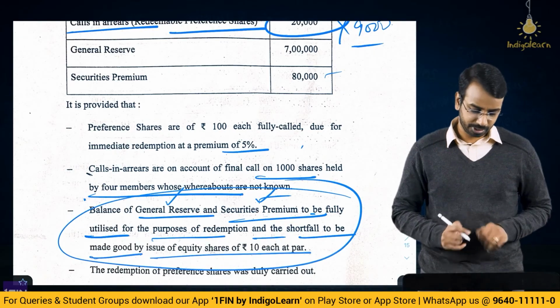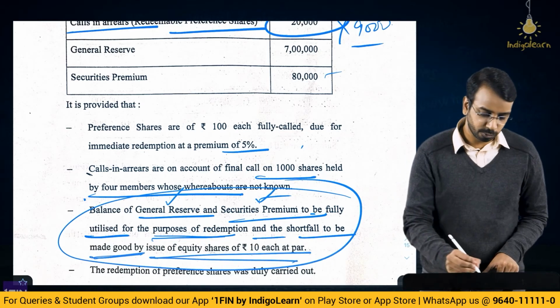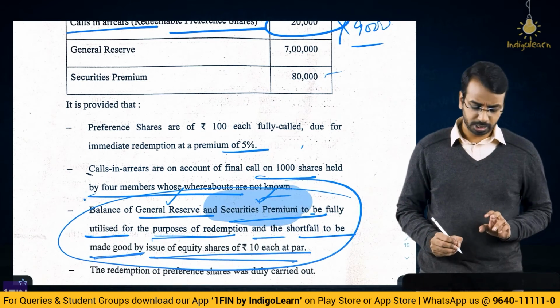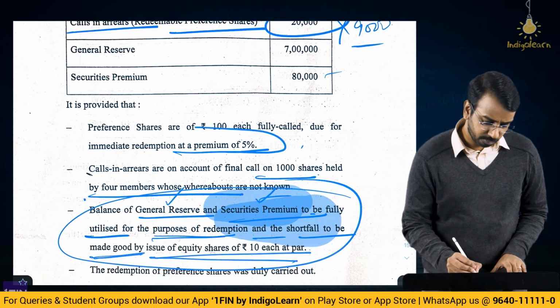I cannot use that. Then why are they saying you utilize it for the purpose of redemption and the shortfall to be made good by issue of equity shares? Can I use this particular securities premium to create CRR? I cannot use it. Then can I use this securities premium to write off this premium of 5%?